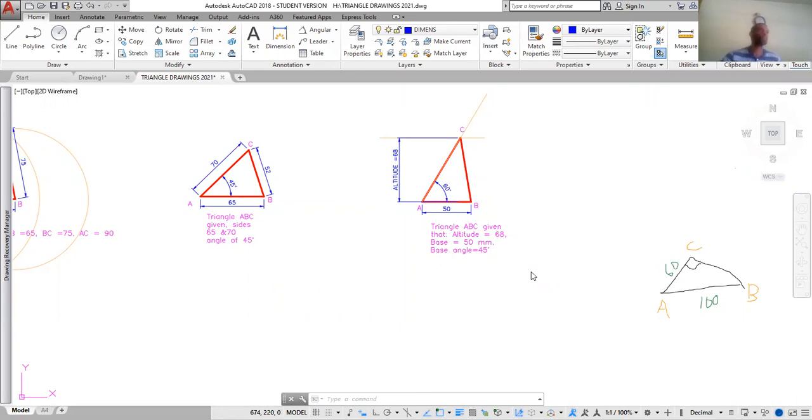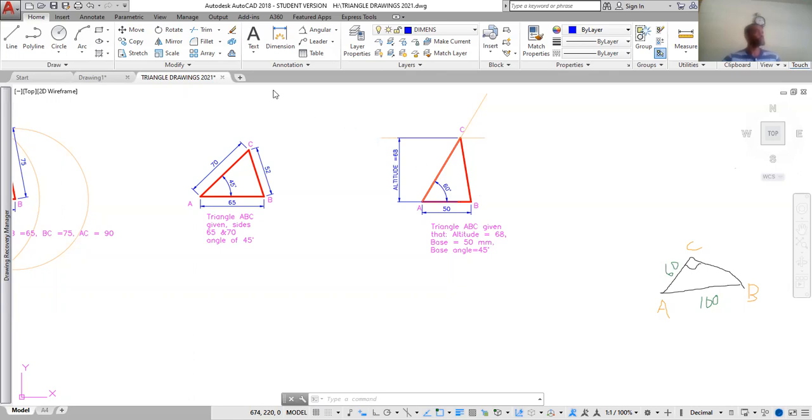At the end of this video, you should know how to construct a triangle when given the hypotenuse, the length of one side, and a right angle. So this is the right angle triangle, which has a hypotenuse of 100 and one side 60 millimeters.